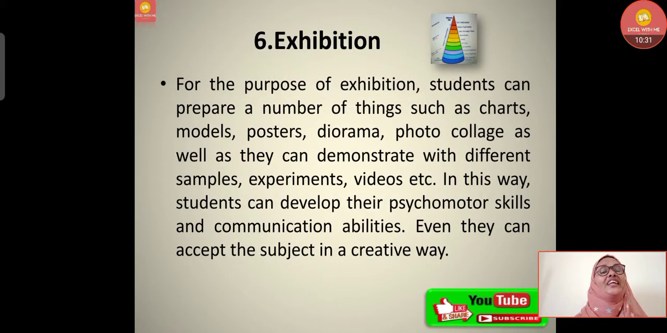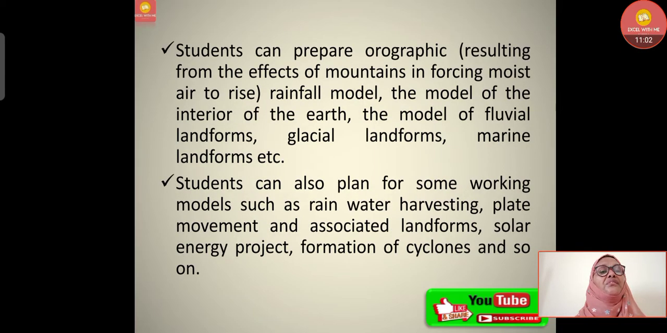So the next one is exhibition. For the purpose of exhibition, students can prepare a number of things such as charts, models, posters, diorama, photo collage, and they can demonstrate with their different samples, experiments, videos, etc. In this way, students can develop their psychomotor skills and communication abilities. They can even accept the subject in a creative way. Exhibitions are very creative and very important to engage students in innovative and creative learning.